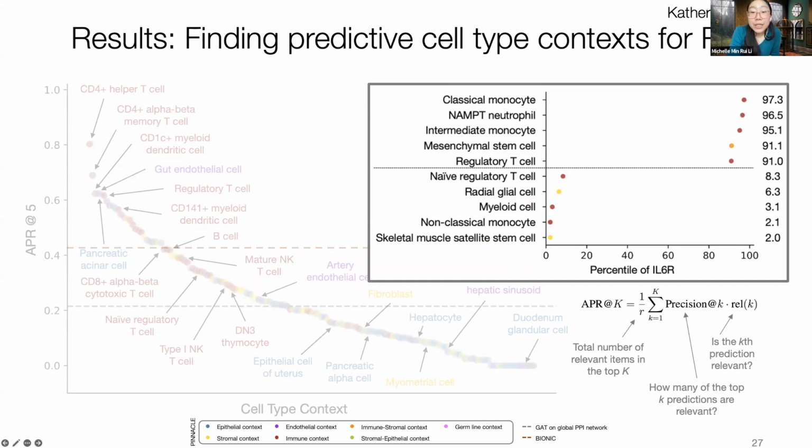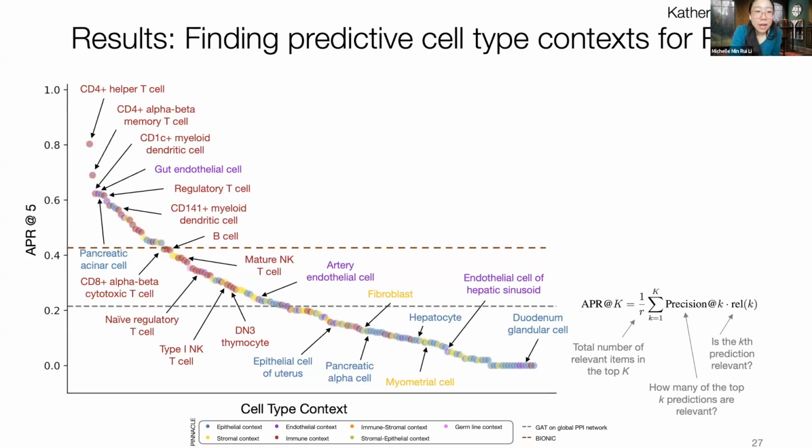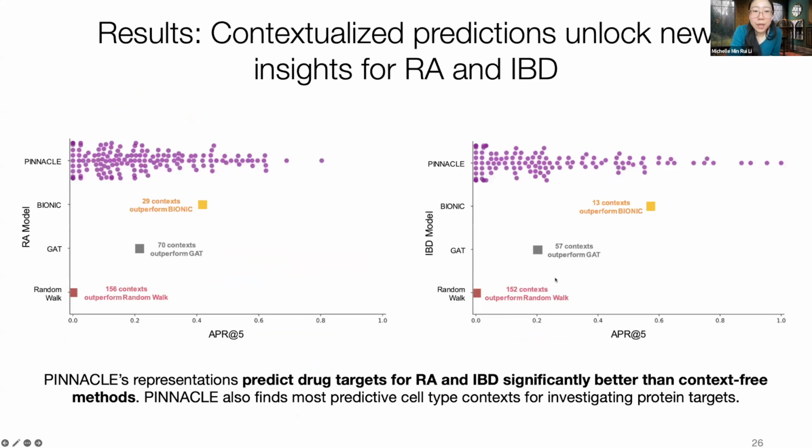We can also look into individual proteins and examine the most and least predictive cell types to better understand their mechanism of action. Yes, I see a question. Yes, I was just going to ask, what's the baseline here? Yes, so the baselines here, I'll just go back to this previous slide. So I have 3 baselines here. So it's bionic, GAT, and random walk.